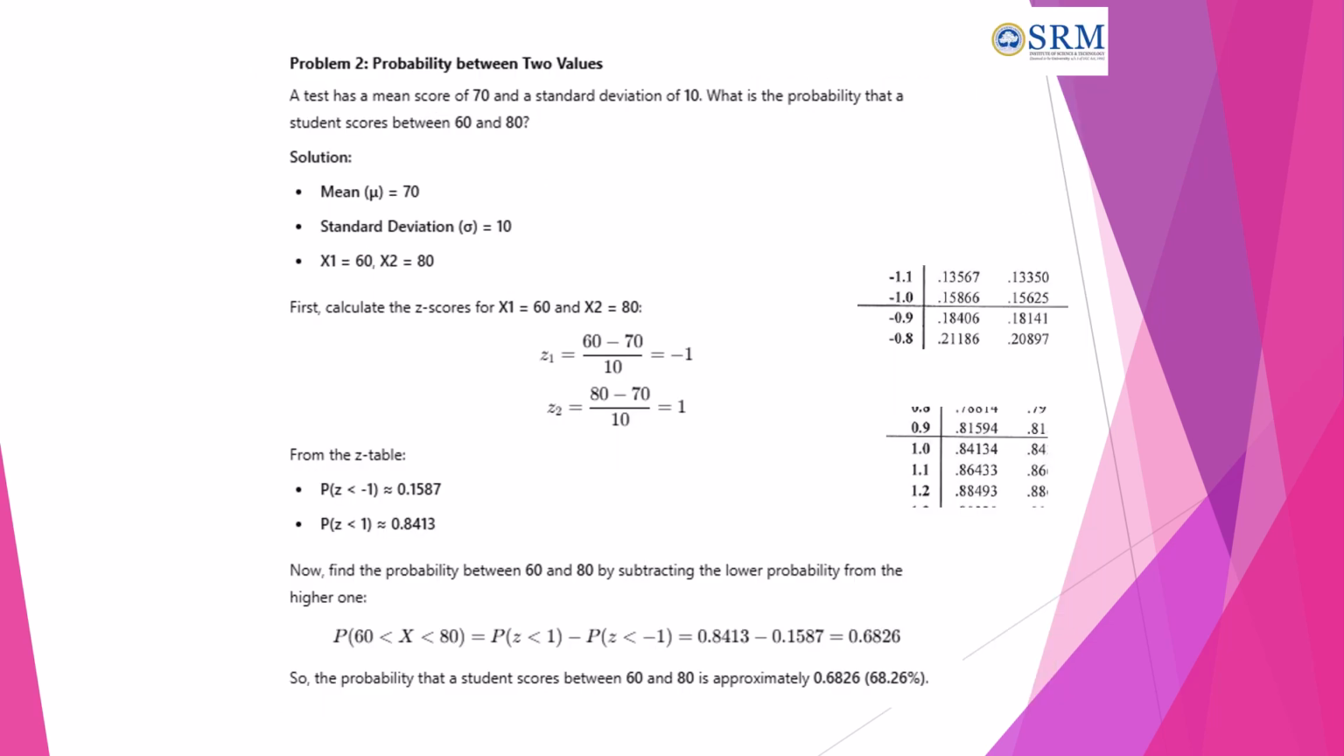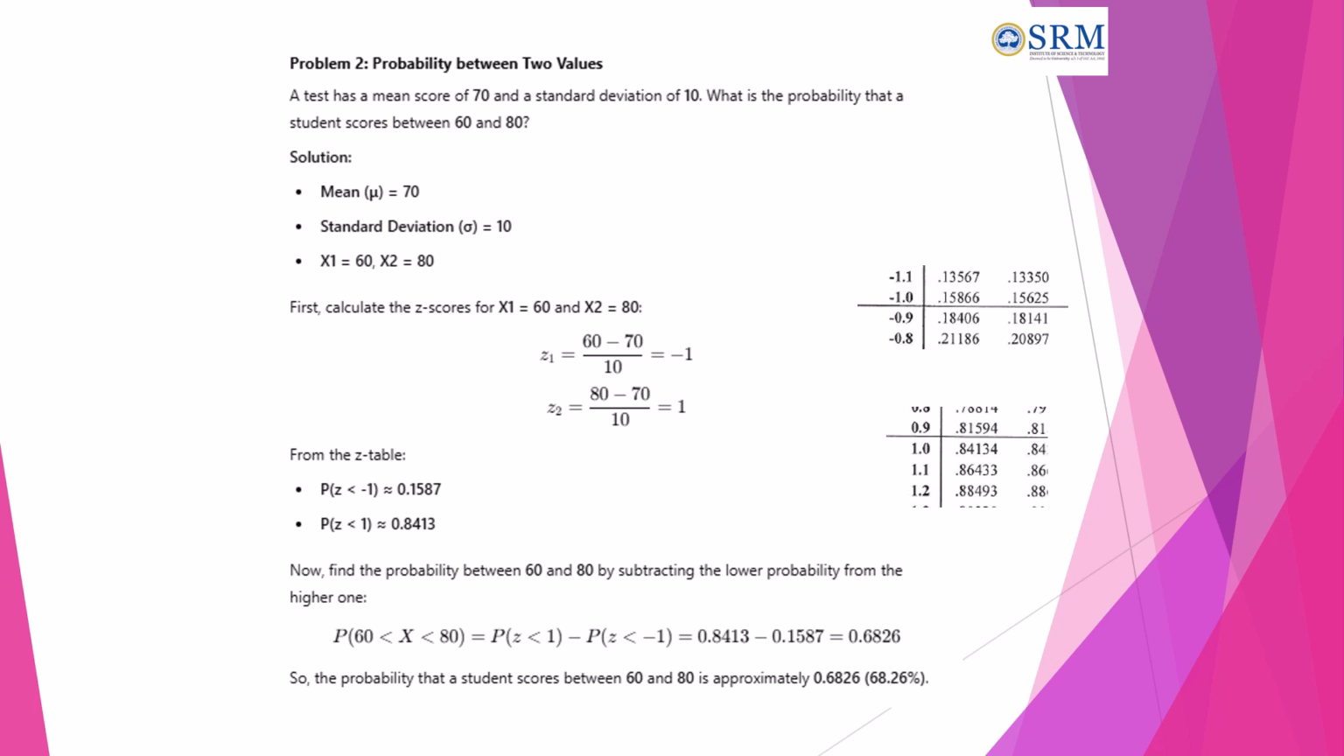Probability between two values. In this problem, we want to find the chance that a student's test score is between 60 and 80. We know that the average score is 70 and the scores usually spread out by 10 points. First, we convert 60 and 80 into z-scores, which show how many standard deviations these numbers are from the average. The z-score for 60 is -1 and for 80 it is +1.